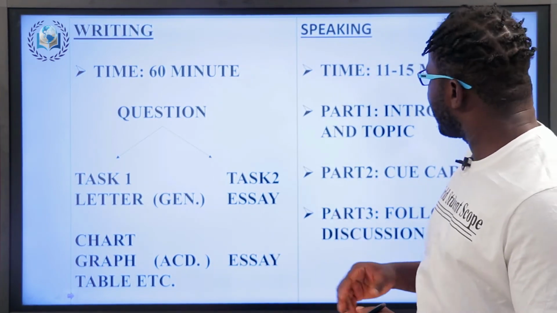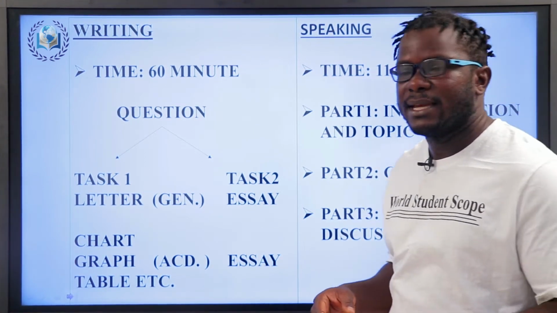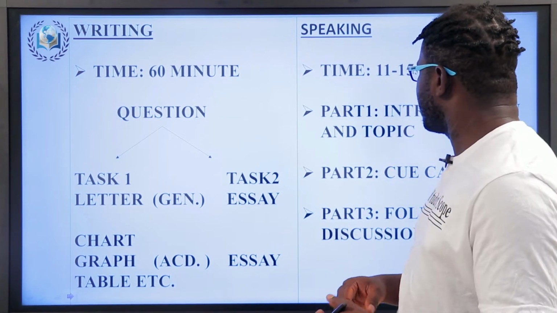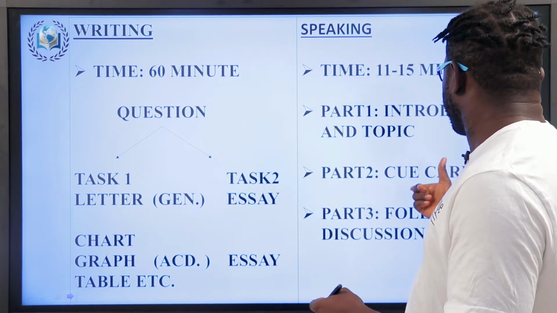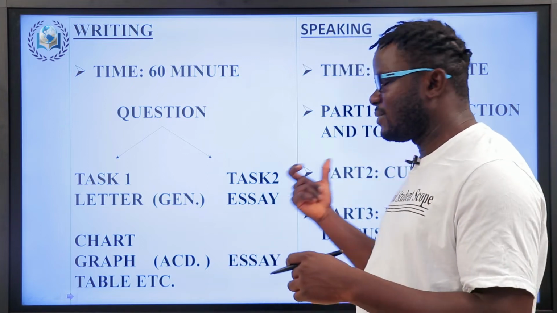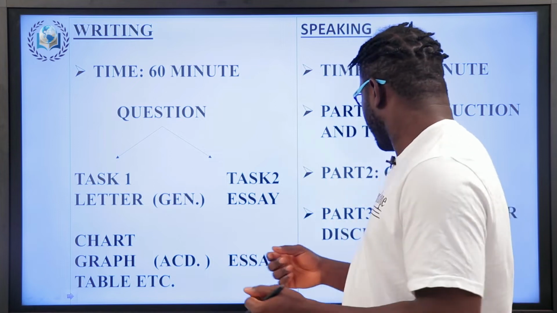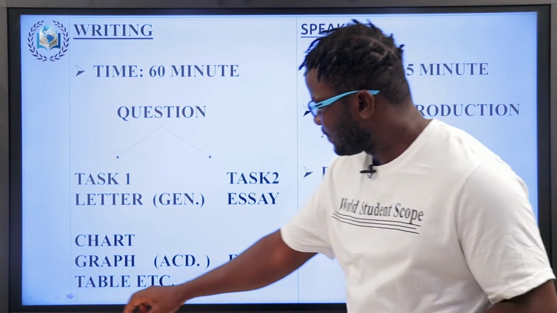Then in the speaking aspect, 11 to 15 minutes is allotted, and within that 11 to 15 minutes, you have part 1, which is introduction and topic. And after introduction, you have part 2, which is the cue card. On the cue card, you will be given words or a symbol or something to discuss or to briefly describe. And also in part 3, there will be follow-up questions to discuss.